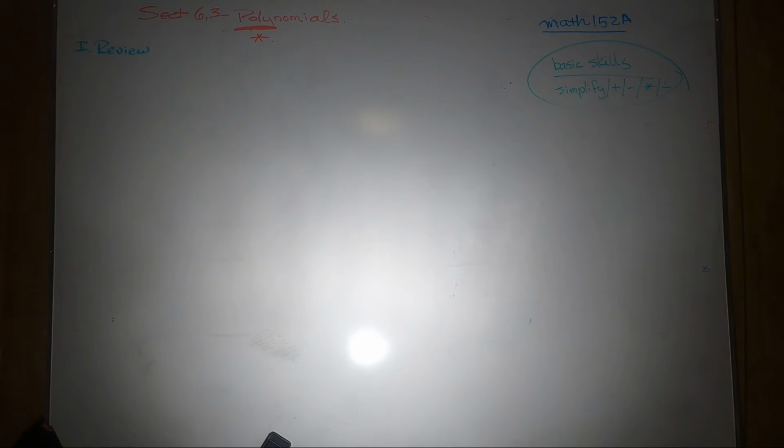Okay, we are talking about polynomials, right? So this one is on page 41, section 6.3. Polynomial multiplication. We did addition and subtraction last time. Now we are going to do multiplication and division.